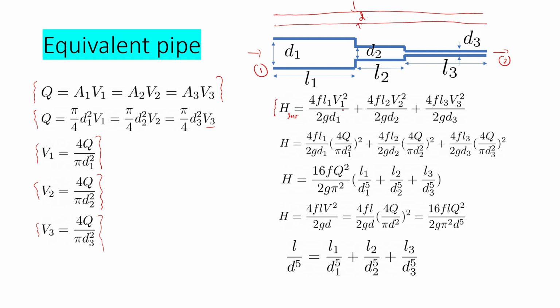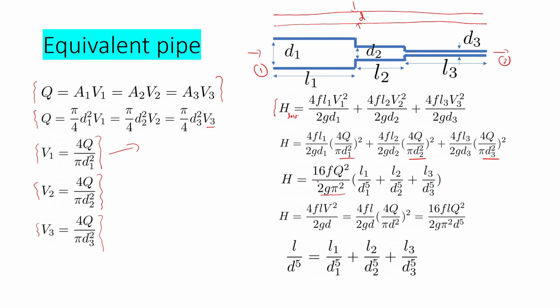And if you substitute for V1 from here, you can substitute V1, that is 4Q by pi D1 square the whole square. Here also you can substitute, and here also you can substitute 4Q by pi D3 square the whole square. And if you substitute that and take out 16FQ square by 2G pi square, you will get L1 by D1 raised to 5 plus L2 by D2 raised to 5 plus L3 by D3 raised to 5.